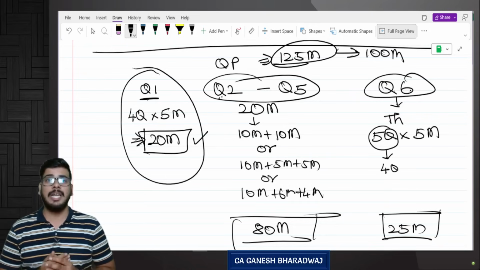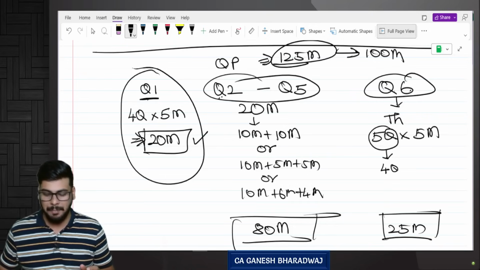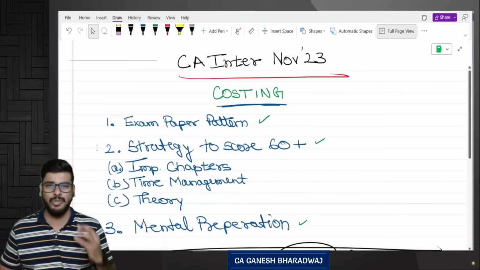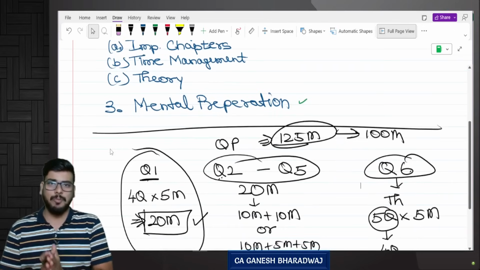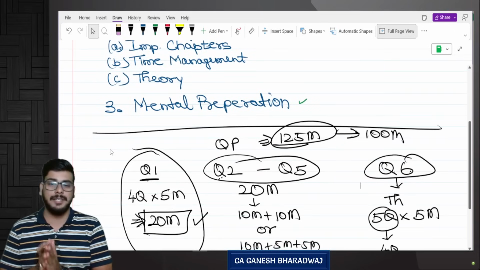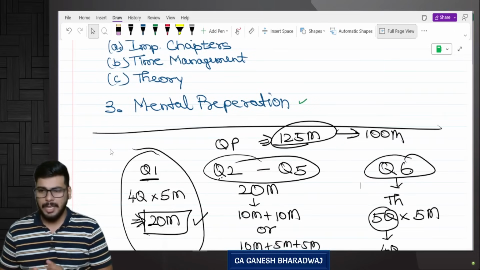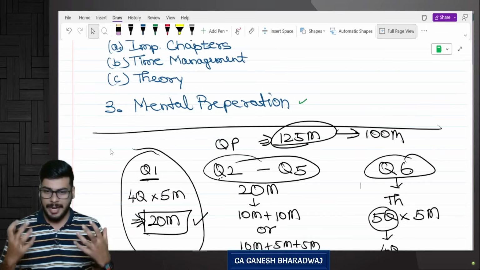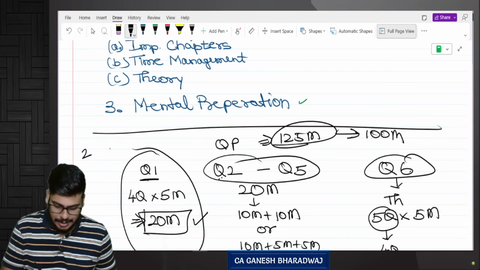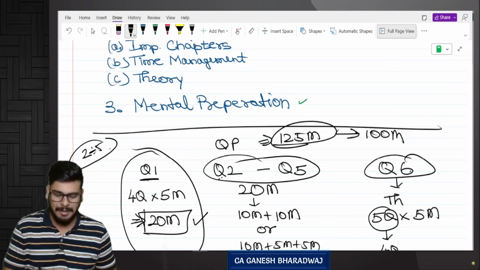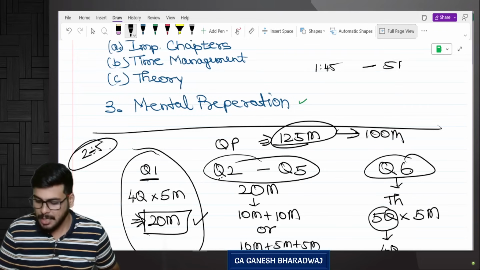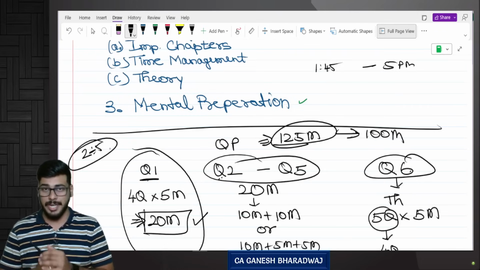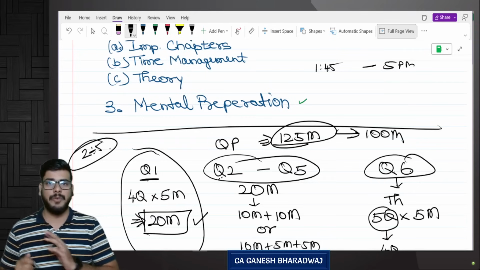Now quickly, let me move to the next very important part, the strategy part, that is how to score a 60 plus. The first and foremost thing that I want to tell you before we enter the strategy part is about your exam hall, your exam situation, your exam time. It is going to be 1:45 to 5 p.m., right? Because 1:45 to 2 is your reading time, that's very important, and then 2 to 5 is the time when you are allowed to write the exam.